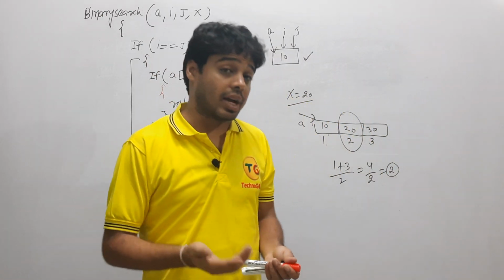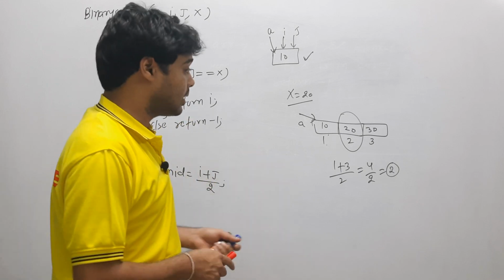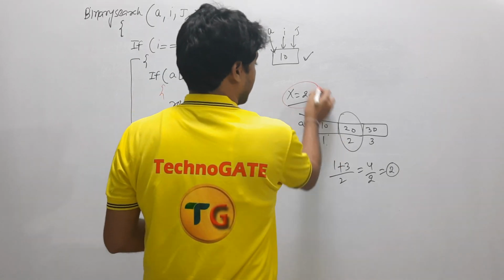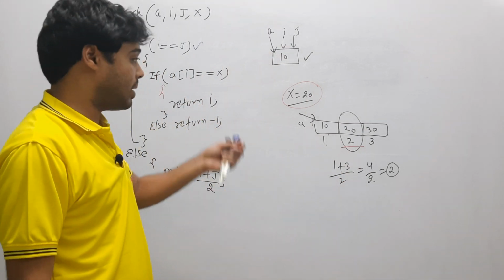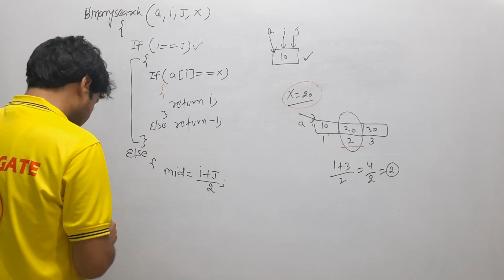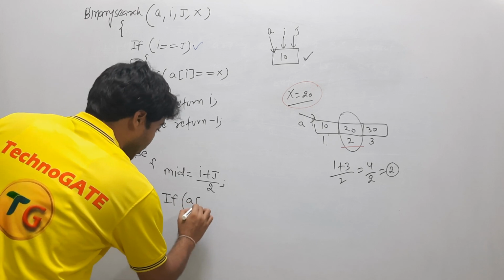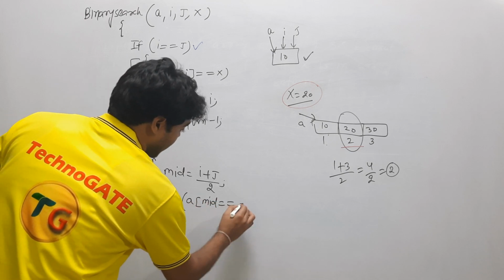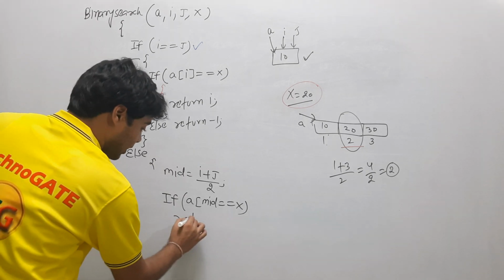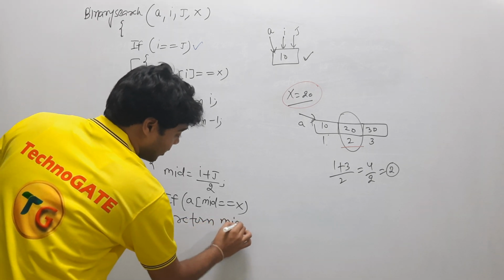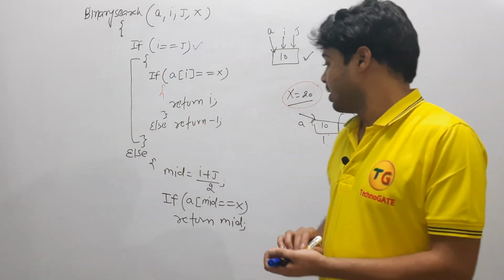There may be a chance that the searching element is present at 20, at position 2. So the searching element may be present at the mid position. Here we check if a of mid equals x, then return the mid position.